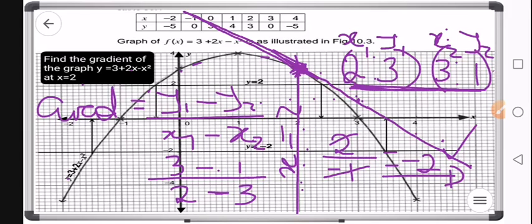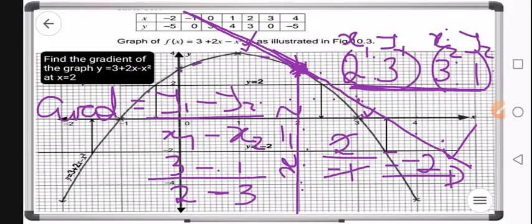Make sure, let me give you this secret. When you're drawing a tangent, make sure the amount of opening on this side is equivalent to the amount of opening on this side, so that you draw a suitable tangent. Then you pick 2 points on the tangent and find the gradient.